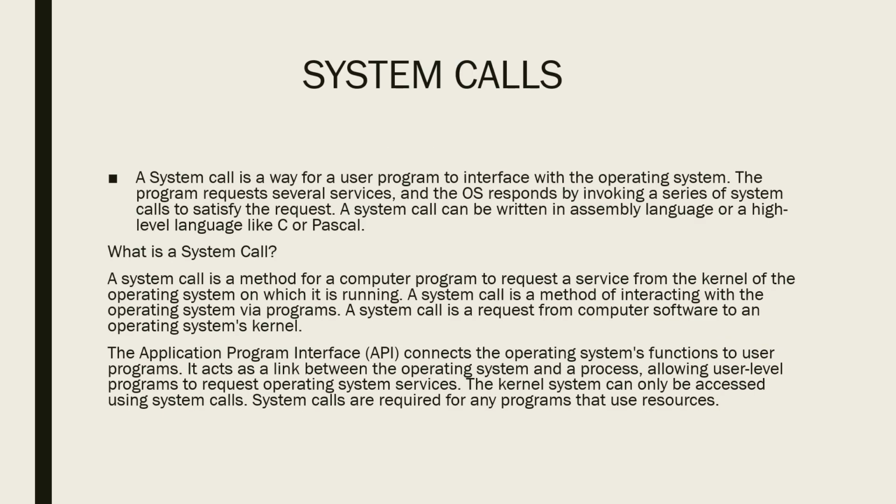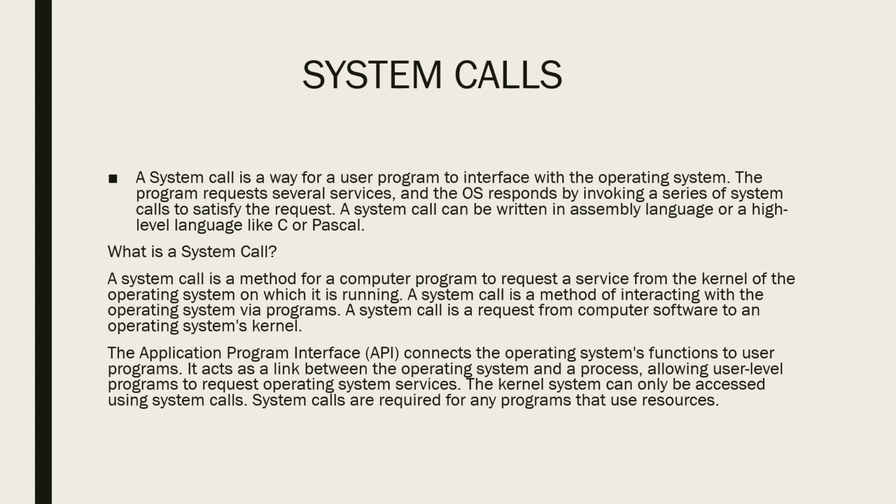First of all, what is a system call? A system call is a method for a computer program to request a service from the kernel of the operating system on which it is running. A system call is a method of interacting with the operating system via programs. A system call is a request from the computer software to an operating system's kernel.